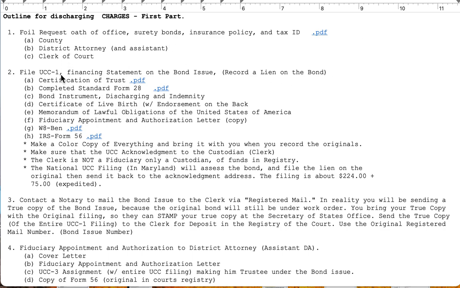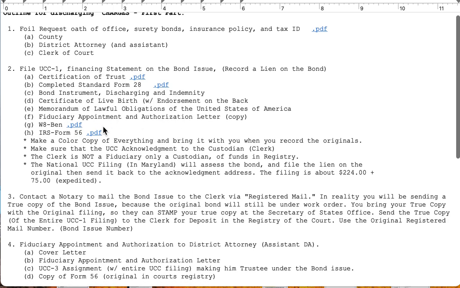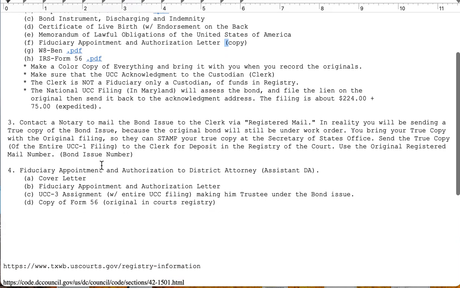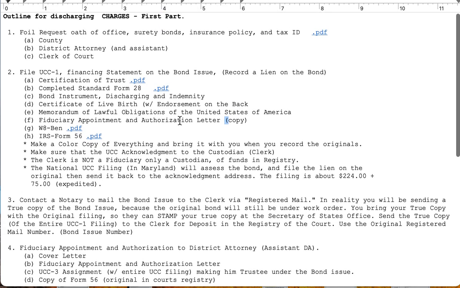So when we prepare our documents, for example, here's a fiduciary appointment and authorization letter. Where is that at? Oh, I didn't link this in yet, so I'm going to have to. But in this fiduciary appointment authorization letter, that's where you're going to put the insurance policies and oath of office under the section of the contract that's titled collateral, right?